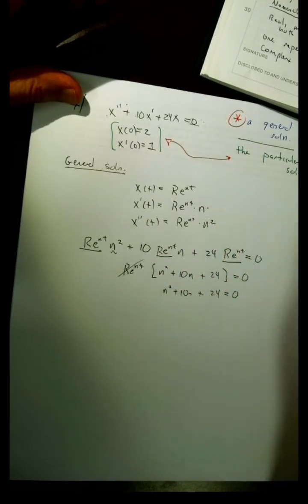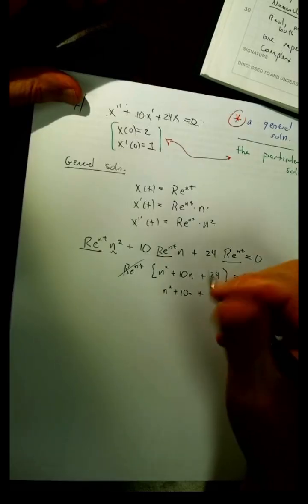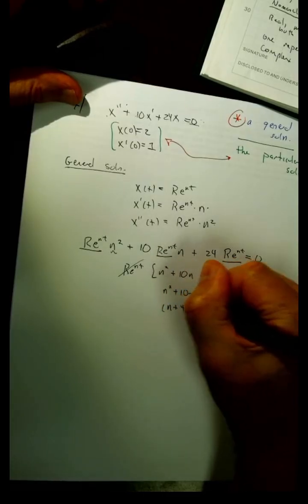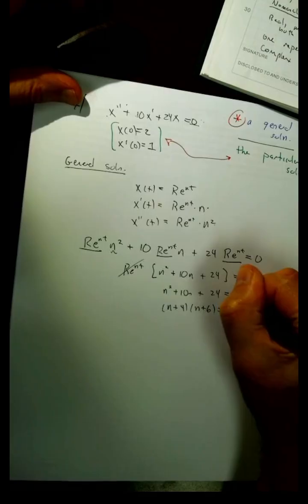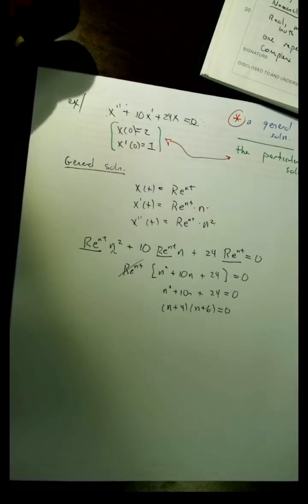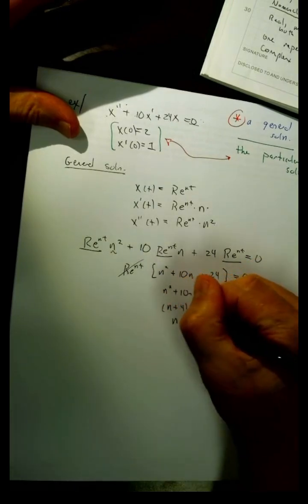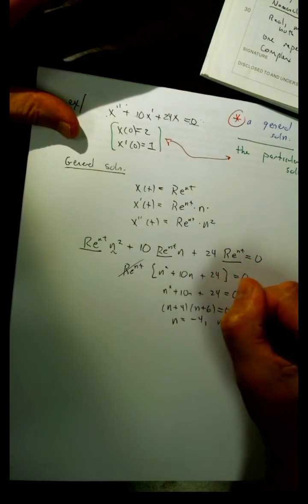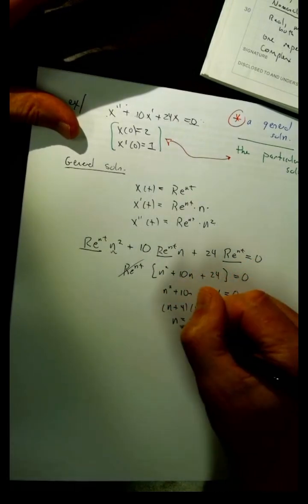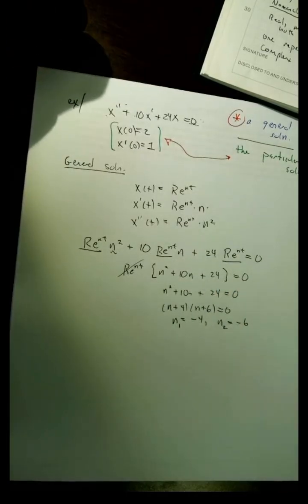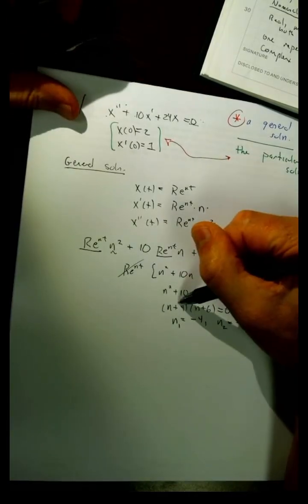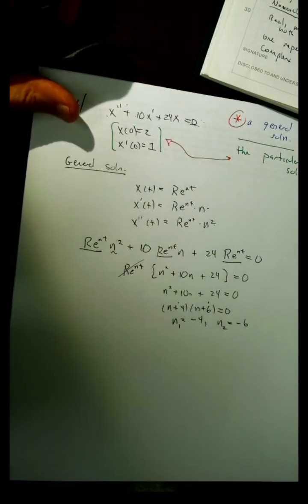Okay, again, I can factor this. I can recognize that this is (n+4)(n+6) = 0. If you did not immediately see that, no big deal, just use the quadratic equation. So I get that n is -4 or n is -6. I'm going to call that n1 and n2, because either this term is 0 or this term is 0.